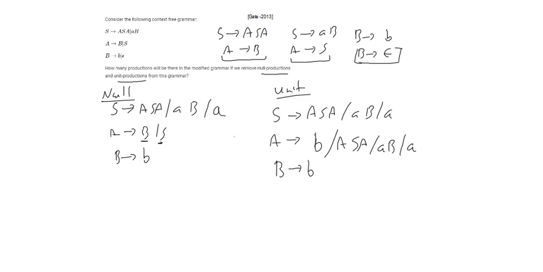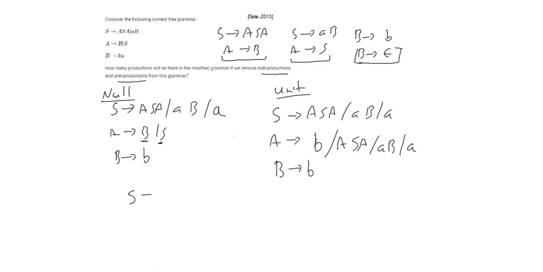So how many production rules are there? ASA, AB, a, then A implies b. Instead of capital letter B, we are writing b. Then instead of S, we are writing the production rule of S: ASA slash AB slash a. And the capital letter B implies b. So how many production rules are there now?